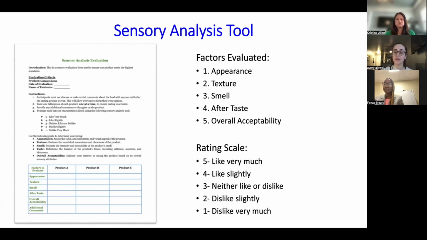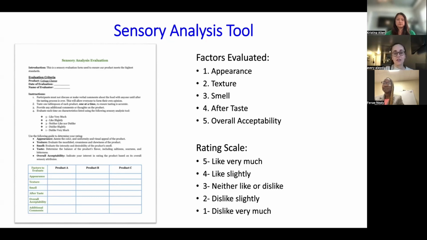So for our rating scale, we decided to do a 1 through 5 rating. So 5 being the best, 1 being the worst. 5 would be like very much, 4 is like slightly, 3 is neither like or dislike, 2 is dislike slightly, and 1 is dislike very much.